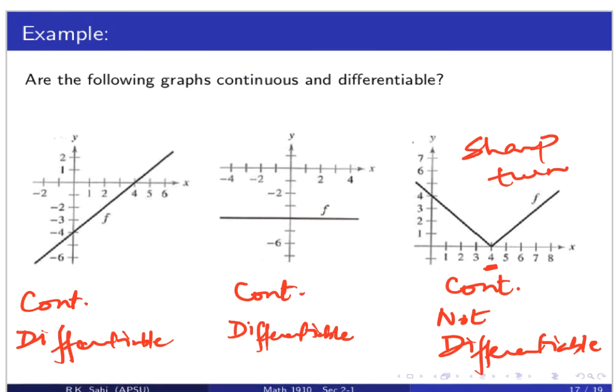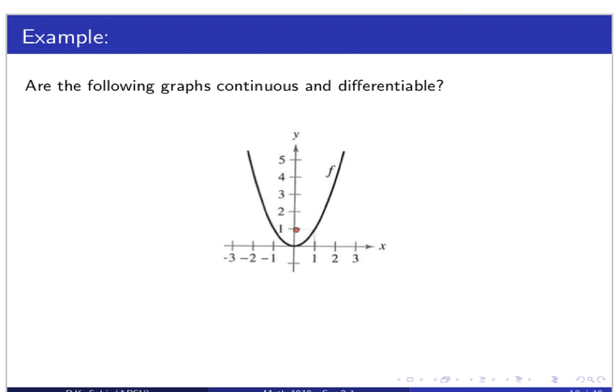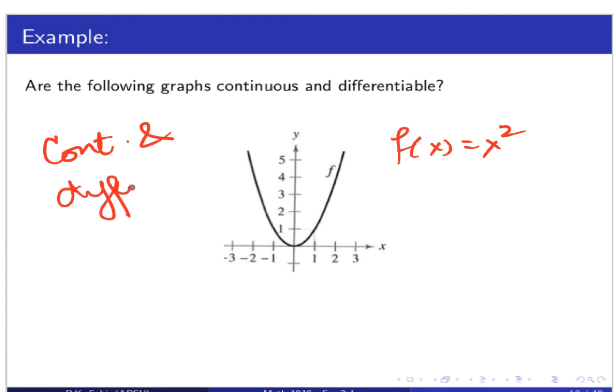Okay, let's look at another graph. Is this graph continuous? Yes, this graph is continuous as well as differentiable. Remember, this is the graph of a squaring function. It's basically f of x equals x squared. So this is differentiable as well as continuous. You don't see a sharp point. It's a nice little movement of the curve. Okay, so this graph is continuous and differentiable.